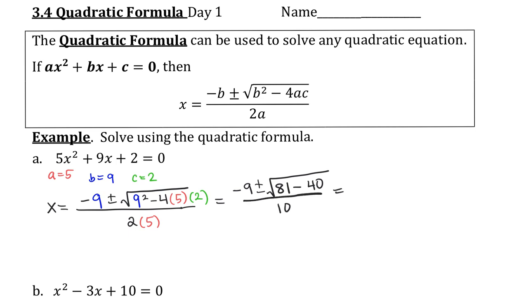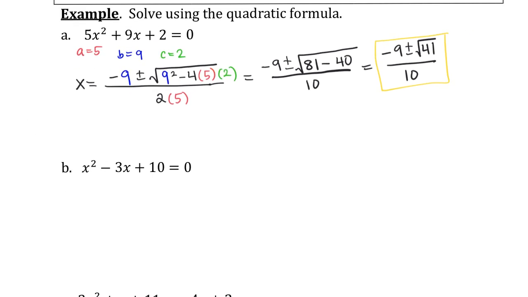Okay, let's subtract the radical. 81 minus 40 is the square root of 41. The whole thing's over 10. Now let me look at the radical. Do I know the square root of 41? It's irrational. Can I simplify it? No, it's a prime number. So even though it looks weird, this represents our two answers. One of them is negative 9 plus the square root of 41, the whole thing divided by 10. The other one's negative 9 minus the square root of 41, the whole thing divided by 10. Okay, hopefully you remember that from Algebra 1. Let's try the next one.